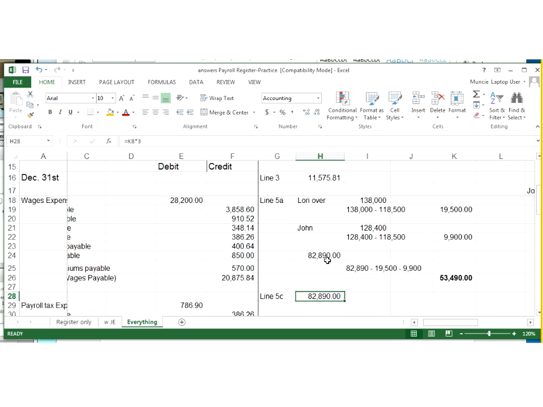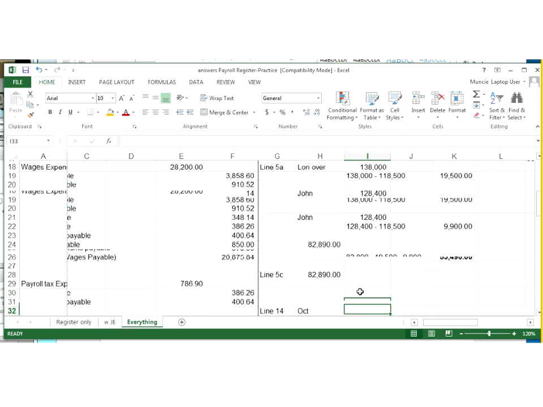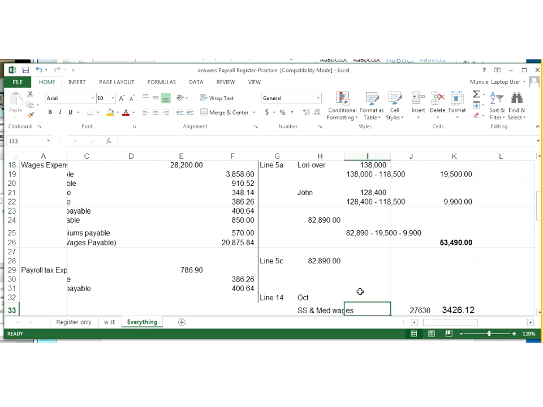Line 5C, the Medicare wages, simply taking what we started with, the $82,890. There is no cap, so all FICA wages are taxable. You can go through and add up all the remaining items that need to be added up on the Form 941. I'm not showing those here.